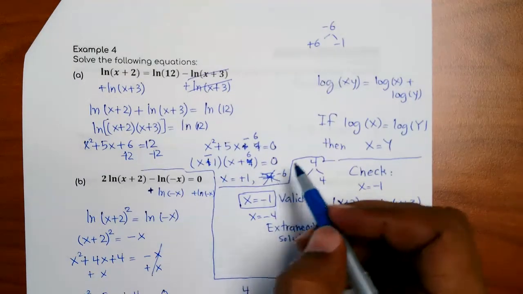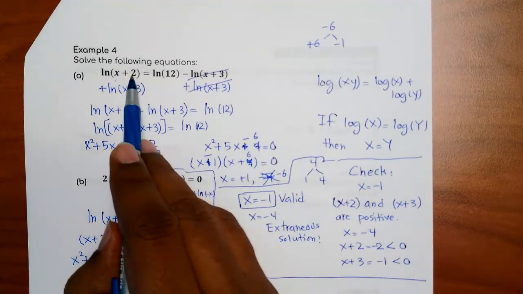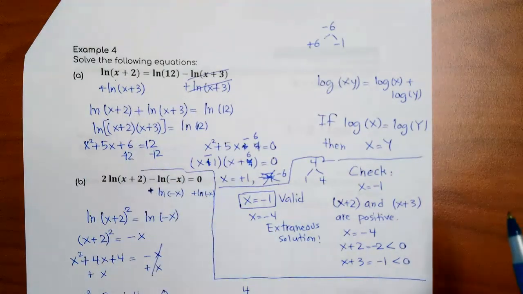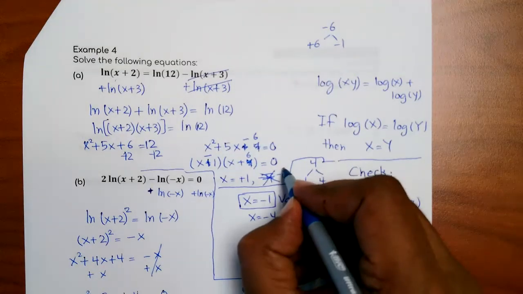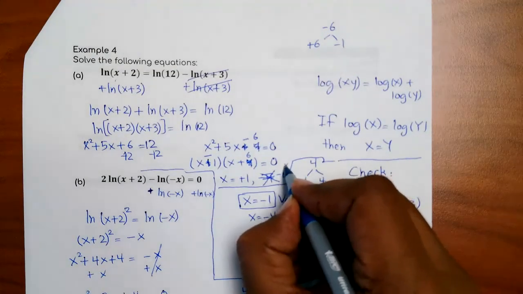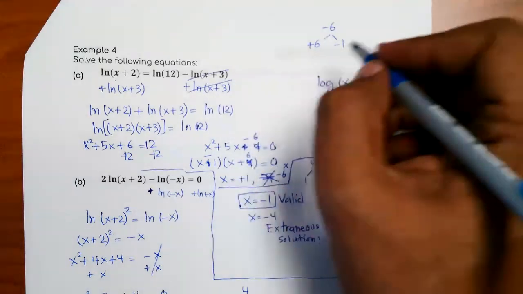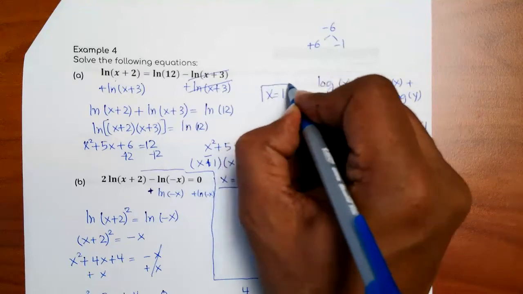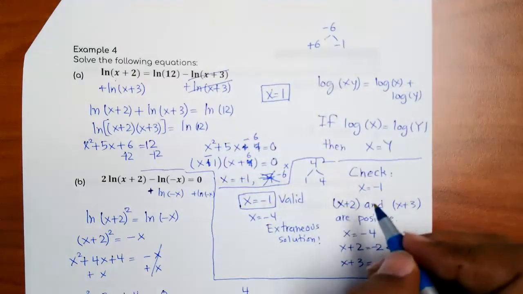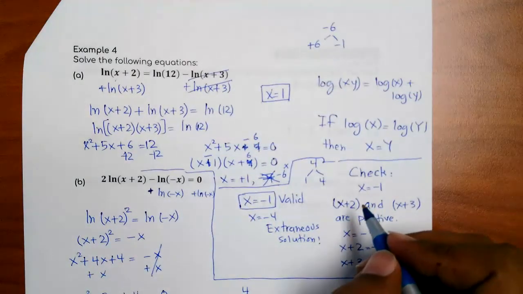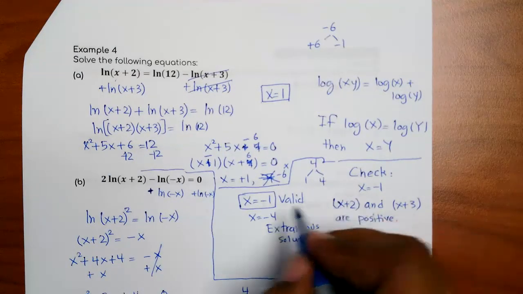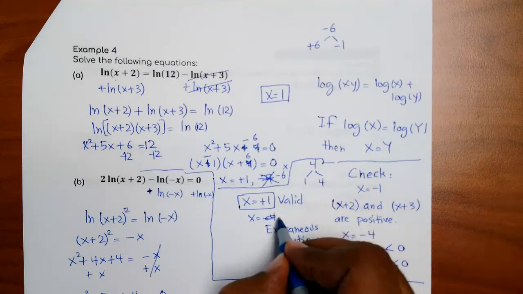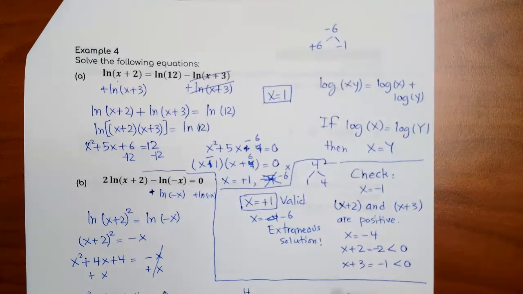When I have -6 here, -6 plus 2 is -4. So log of a negative number doesn't make any sense. Again, this is not the solution. I'll have to discard this, and my solution here is x is equal to 1. So this is the answer. X is equal to 1 is my valid solution. X is equal to -6 is an extraneous solution.